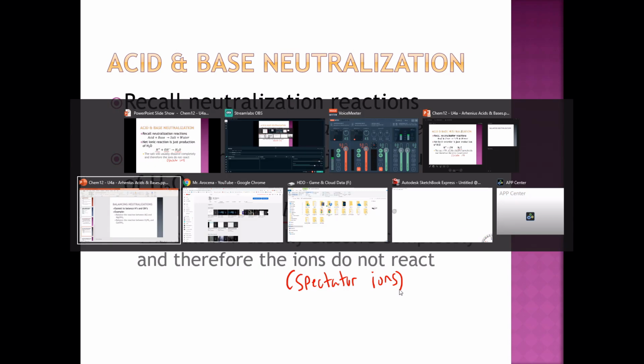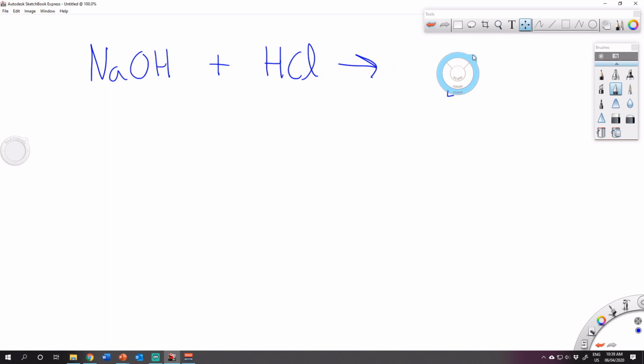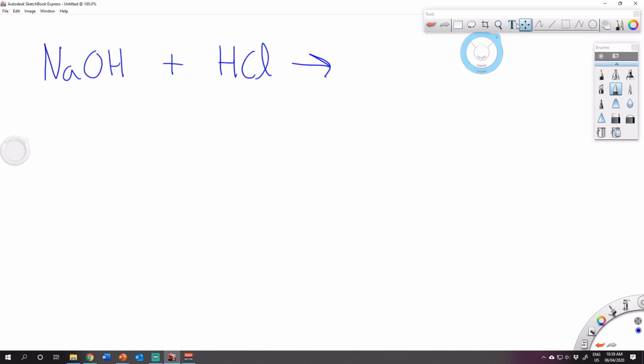Let me just pull up my sketchbook. Okay, so an example of this would look like, let's take your typical base, sodium hydroxide. We'll react that with hydrogen chloride or hydrochloric acid. This will create, let me just move a little bit more room. Okay, this will create sodium chloride, there's my salt, and then water. I'm gonna write water like this because it's easier to work with, it's easier to balance when water is written this way.